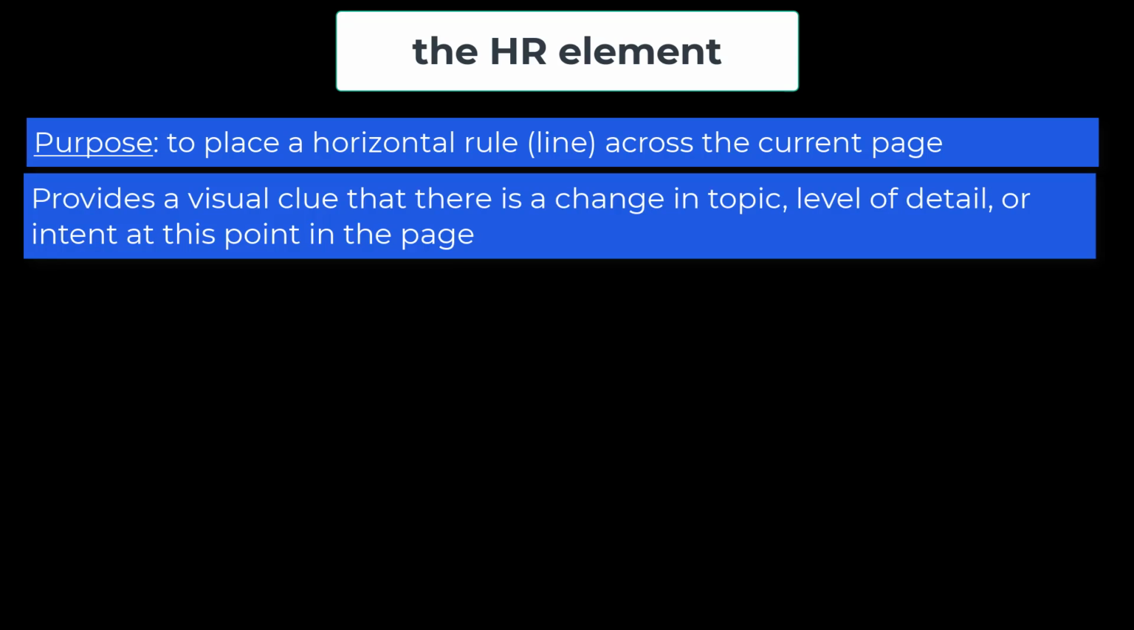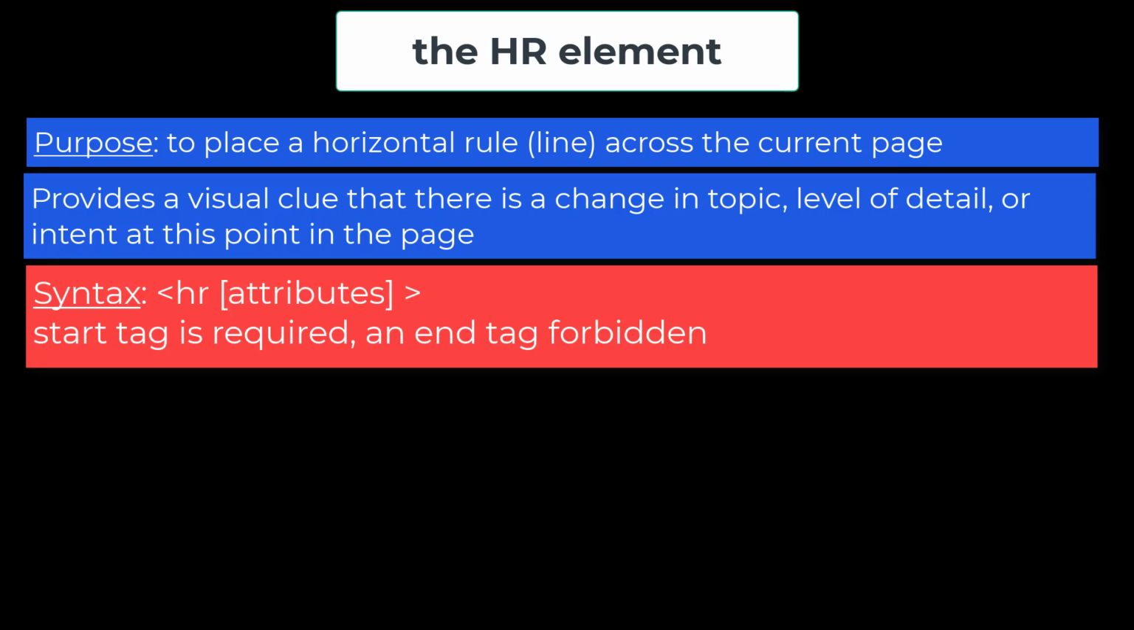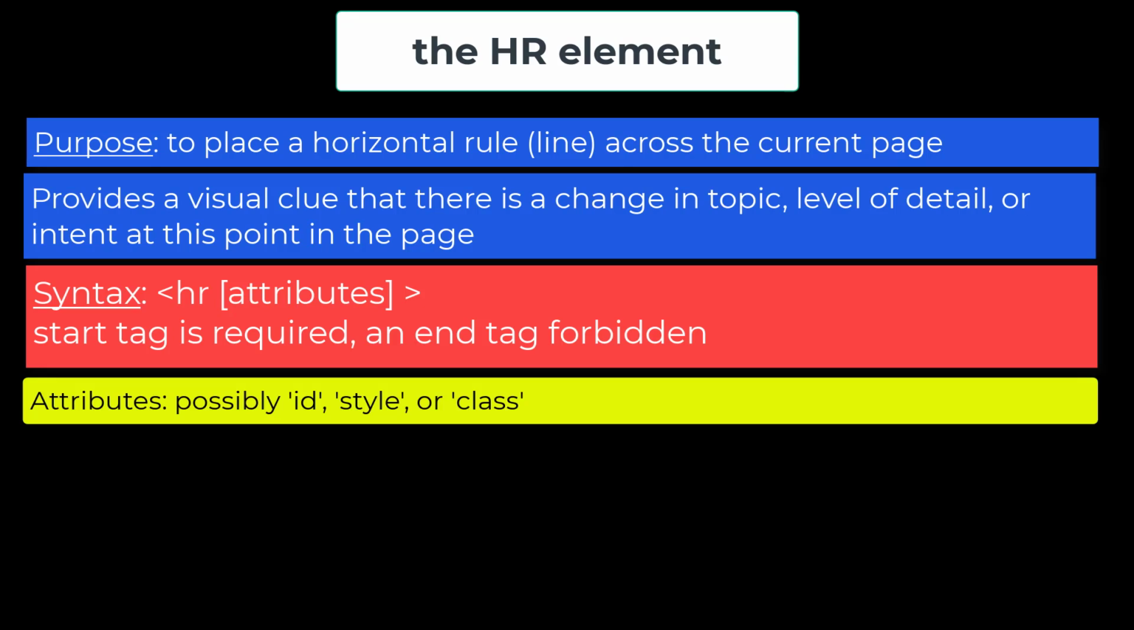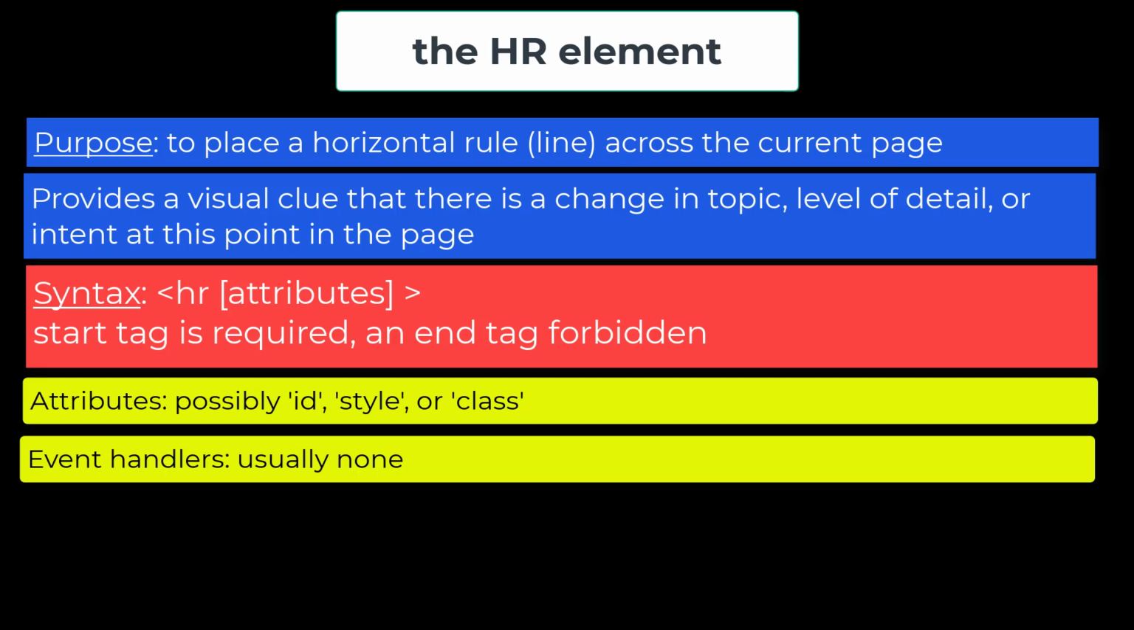Now, the HR element. Its purpose is to place a horizontal rule across the current page. This provides a visual clue that there is a change in topic or level of detail or intent at this point. Syntax, start tag, HR, possibly some attributes. The start tag is required and an end tag is forbidden. Usually you don't code attributes, but you might use ID, style, or class. Event handlers, usually none.